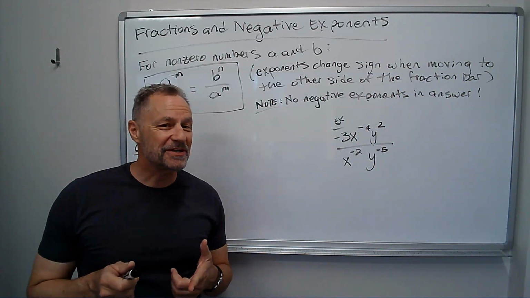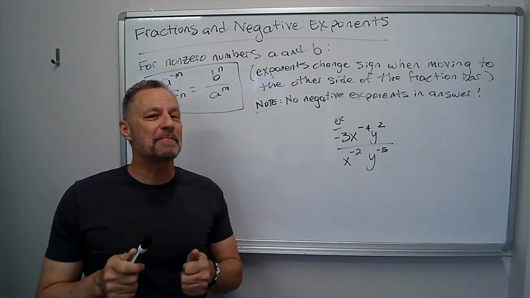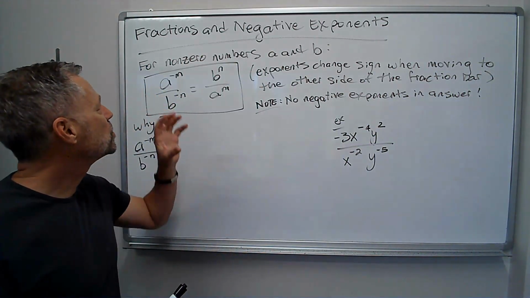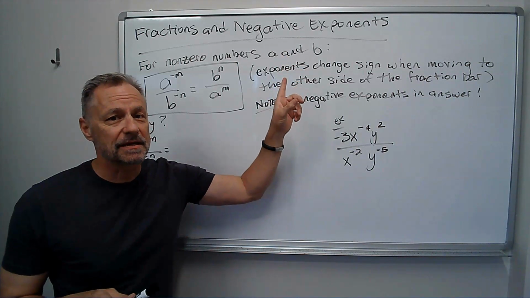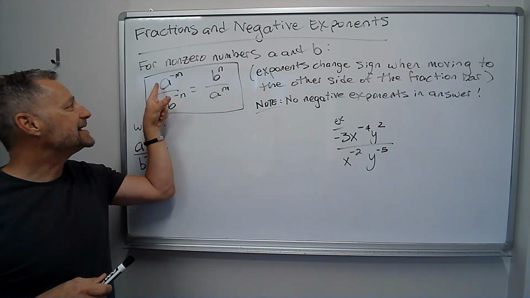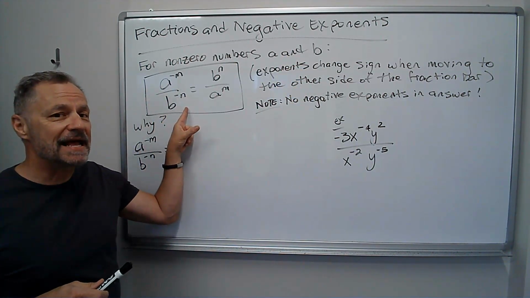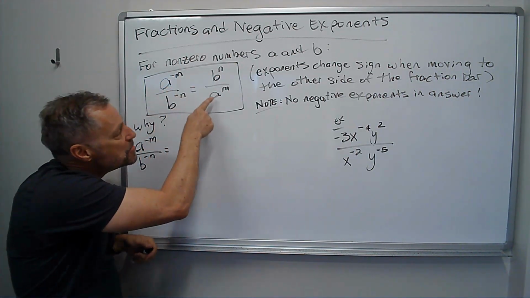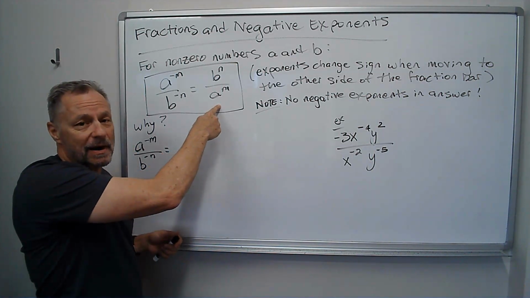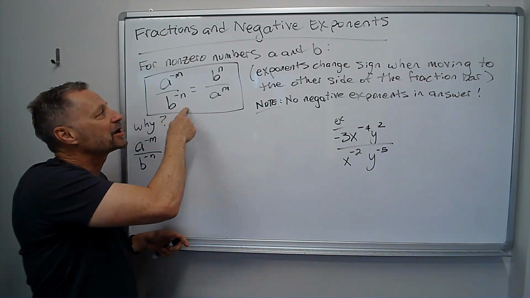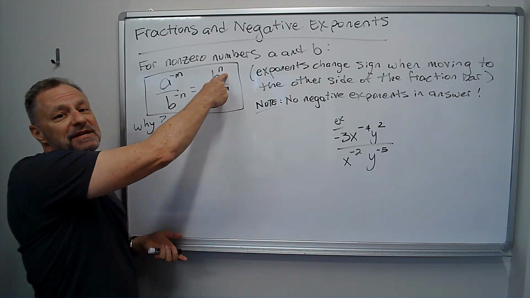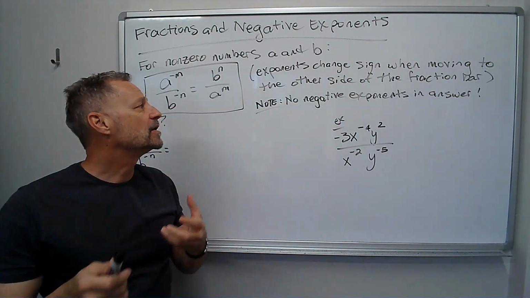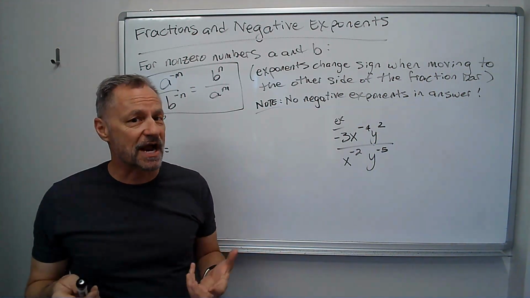Hi there. It's Professor Monty, and we're looking at what happens to negative exponents when we have fractions. Okay, so for non-zero numbers a and b, the property that says a to the negative m over b to the negative n, I'm just going to take a to the negative m on top, move it to the bottom, it becomes positive m power. And b to the negative n on the bottom goes up to the top and becomes b to the positive n power. So the idea is the exponents change sign when we move to the other side of the fraction bar.